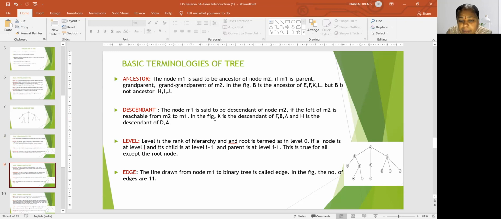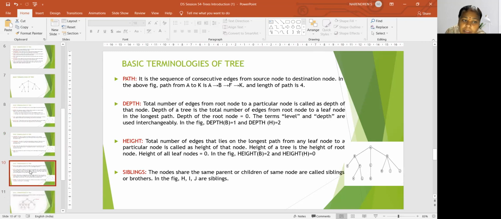So the level means how many nodes are present at that hierarchy, which we are going to consider here. Next, edge. What do you mean by the edge? The line drawn from one node to another in a binary tree is called an edge. In this tree, A to B is one edge, A to D is one edge, and so on: 1, 2, 3, 4, 5. Totally 12 nodes are there, and 11 edges are there.